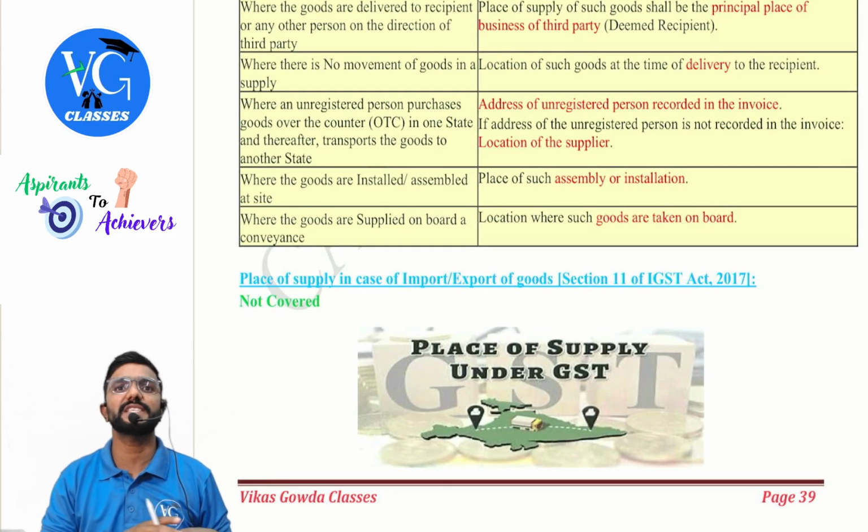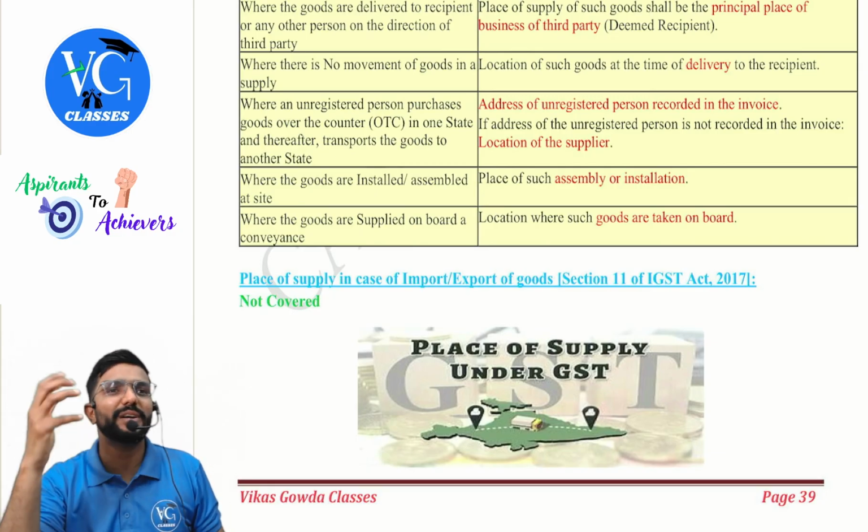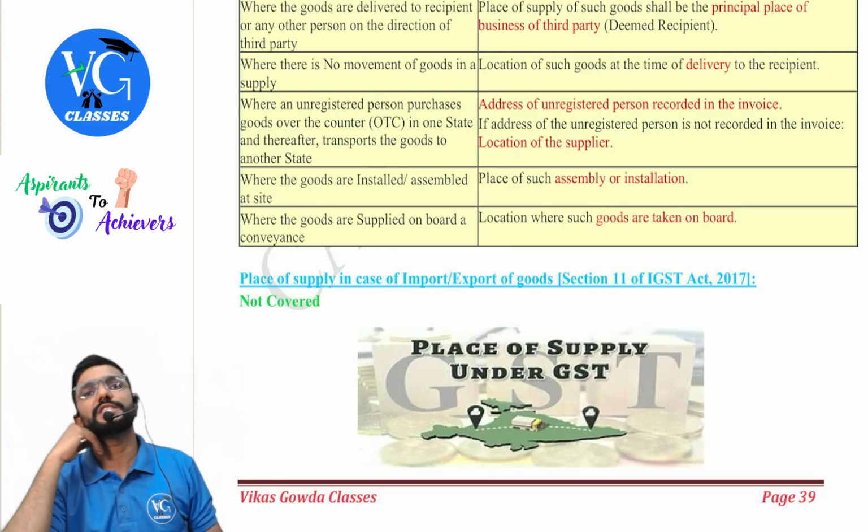Next, where the goods are installed or assembled at site. Means, sir, I have purchased an AC. They will come and install it in my factory or office. Or I have purchased a machinery. They will only come and do the installation.